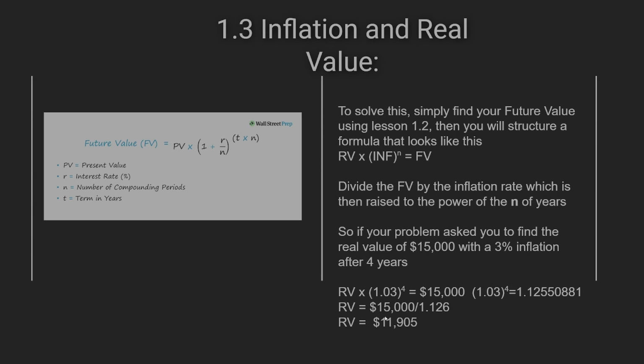Then you would translate this into this side and divide 15,000 by 1.126, and this would give you the real value of $11,905. So the loan after 4 years, the value of $11,000, that is what it would be worth originally.